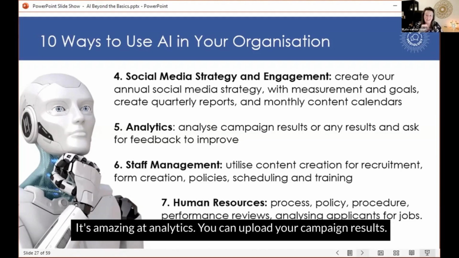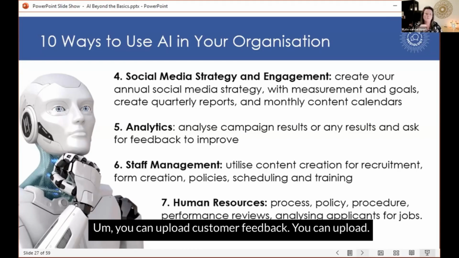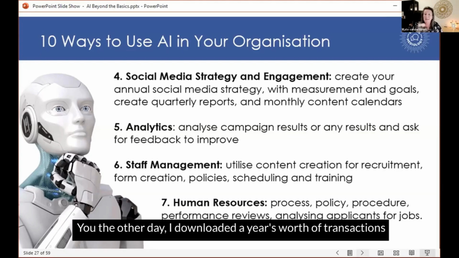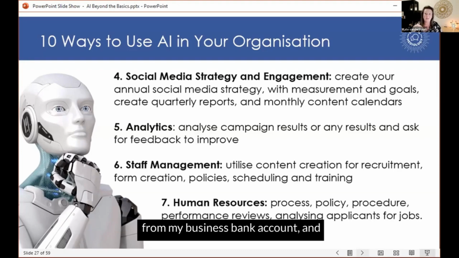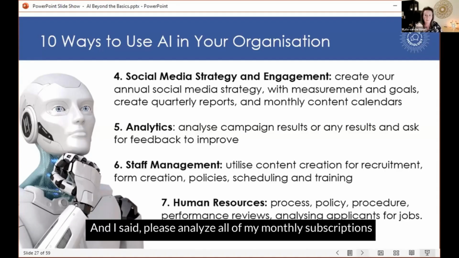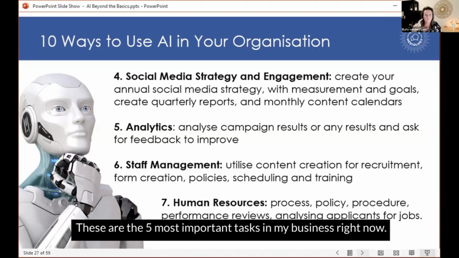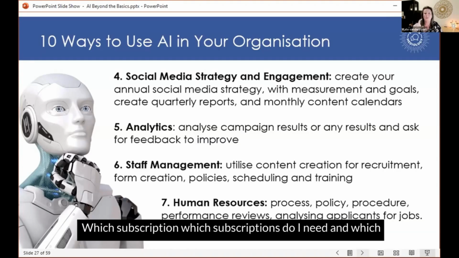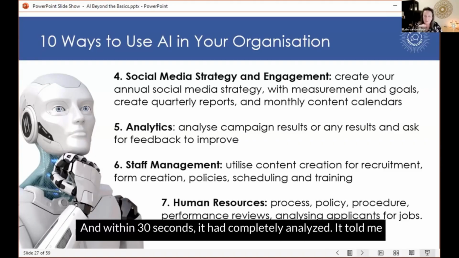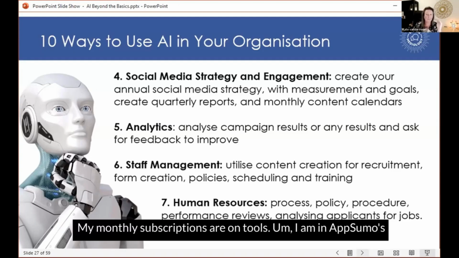It's amazing at analytics. You can upload your campaign results. You can upload customer feedback. The other day, I downloaded a year's worth of transactions from my business bank account and I uploaded it into ChatGPT. And I said, please analyze all of my monthly subscriptions. These are the 5 most important tasks in my business right now. Which subscriptions do I need and which should I get rid of? And within 30 seconds, it had completely analysed. It told me what my monthly, and it was frightening, my monthly subscriptions are on tools.